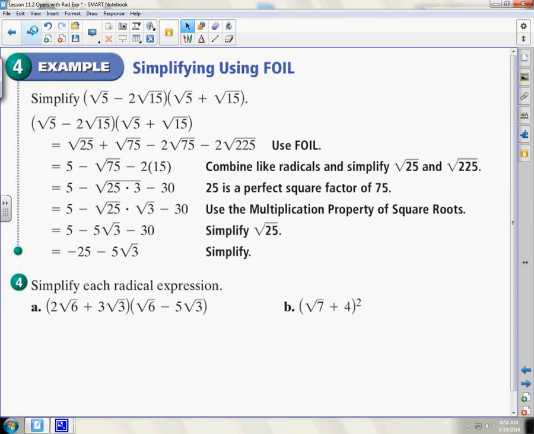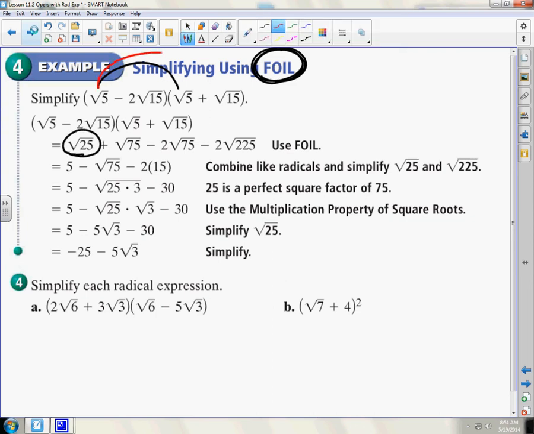So here, now they are going to simplify using FOIL. So what you do is you just have to use these same steps that we've learned in chapter 9 and 10, and we have to do our first times our first. And if you look here, they did the square root of 5 times the square root of 5, and they got 25. And then I do my outside, square root of 5 times the square root of 15, and they got 75.